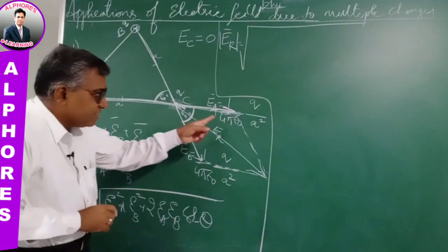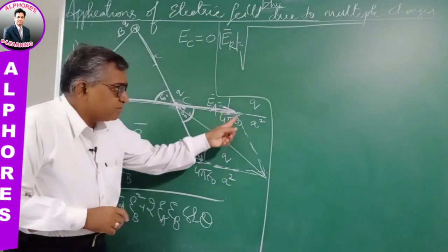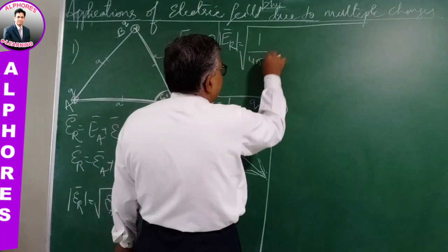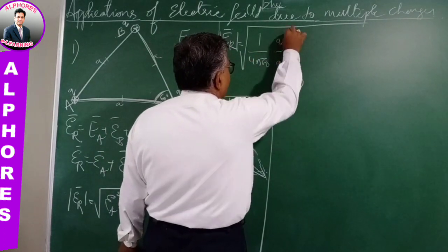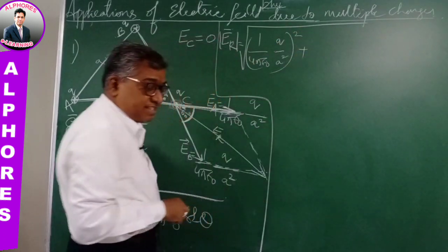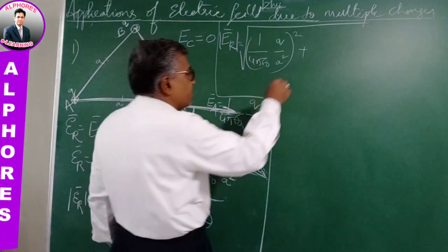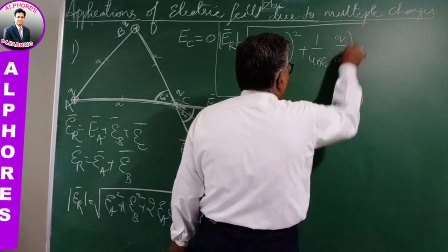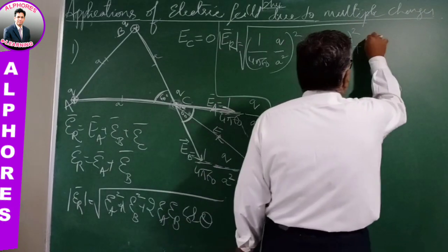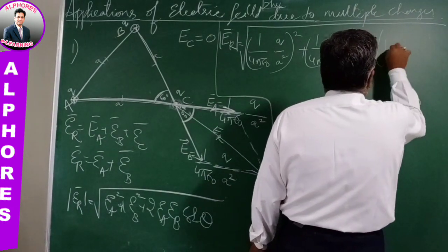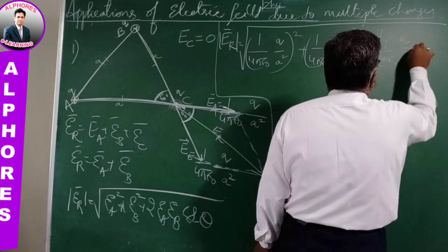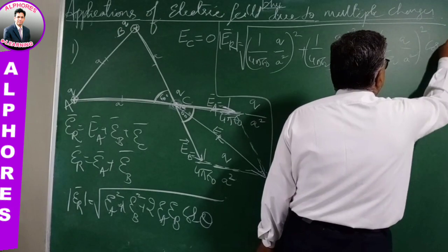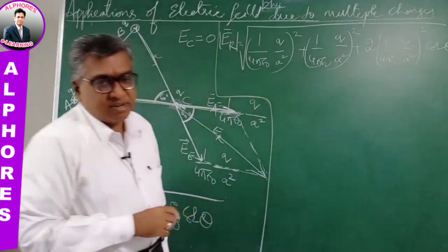EA squared, where EA is 1 by 4 pi epsilon naught q by A squared, so it's (1 by 4 pi epsilon naught q by A squared) whole squared, plus EB squared, which is also the same, (1 by 4 pi epsilon naught q by A squared) whole squared, plus 2 times EA EB, which is (1 by 4 pi epsilon naught q by A squared) whole squared again, times cos theta.